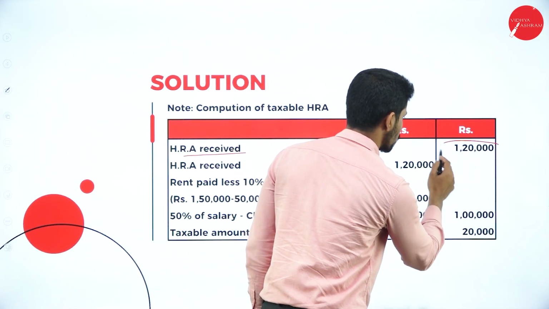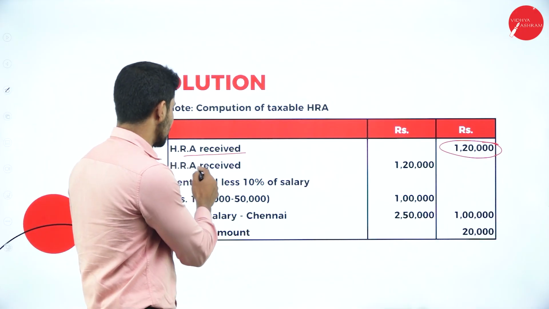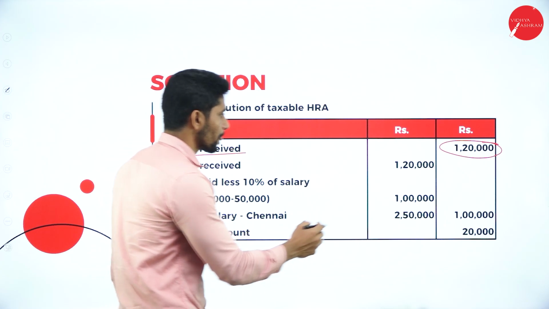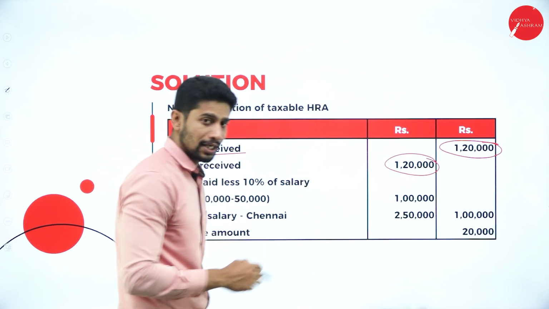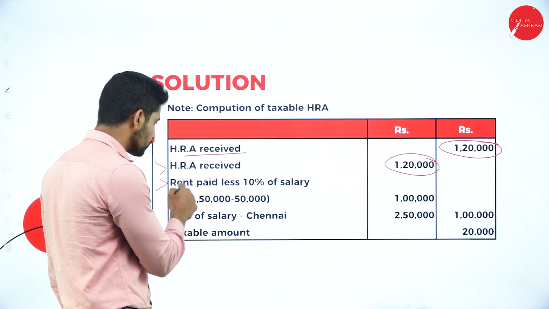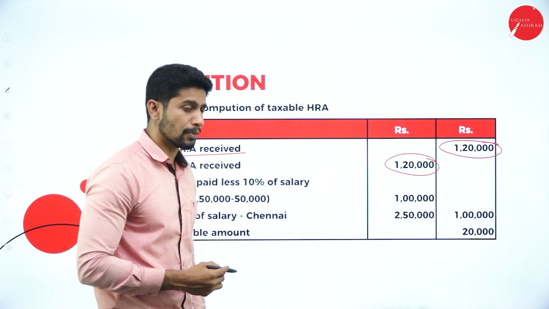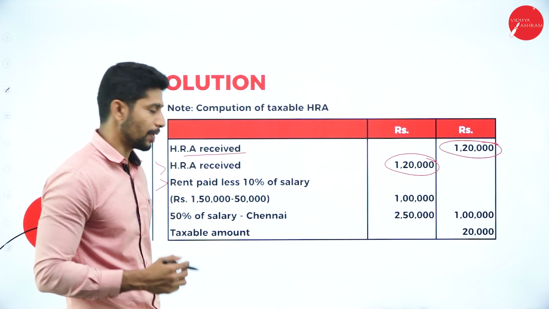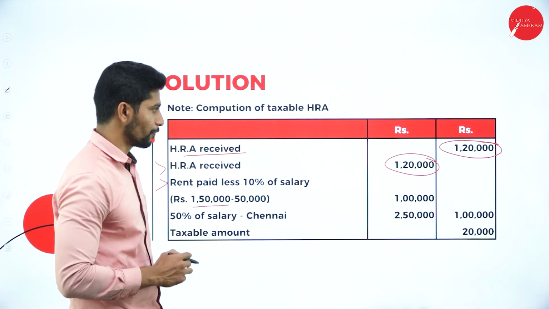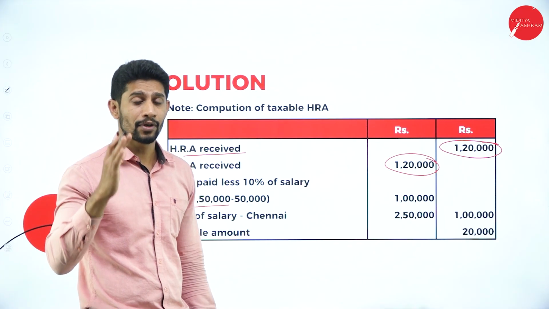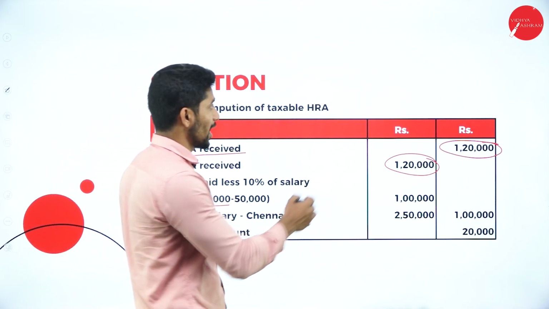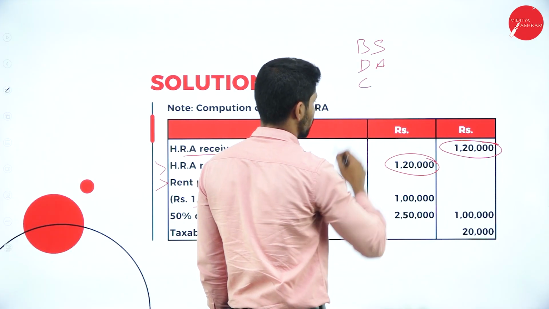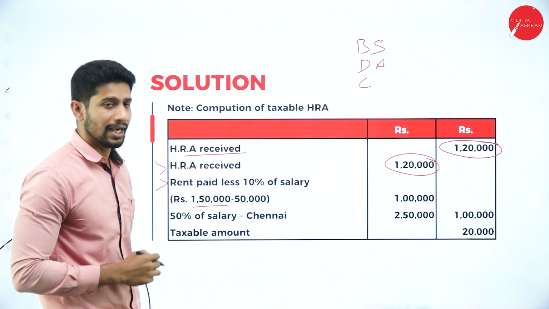So HRA received is 1,20,000, less least of the below. In that, the first point is again HRA received, rupees 1,20,000, and the second point is rent paid less 10% of salary. What is the rent paid? It is 1,50,000 less 10% of salary. Now what is salary? Salary means basic salary, DA and commission.